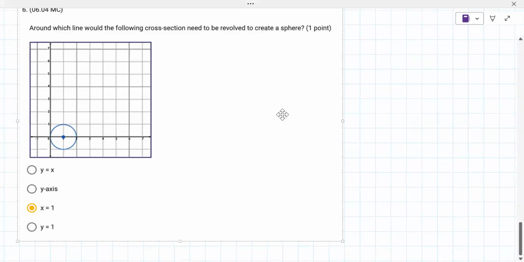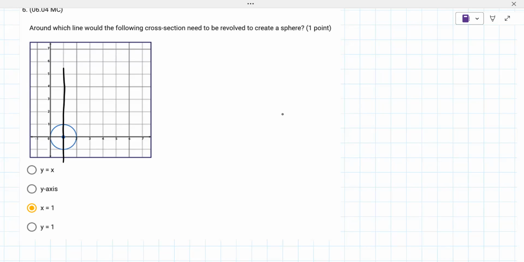Around which line would the following cross section need to be revolved to create a sphere? Okay, so you've got some of them. So the line x equals 1 is your choice. That's a pretty good one. Yeah, so it's got to rotate over itself.